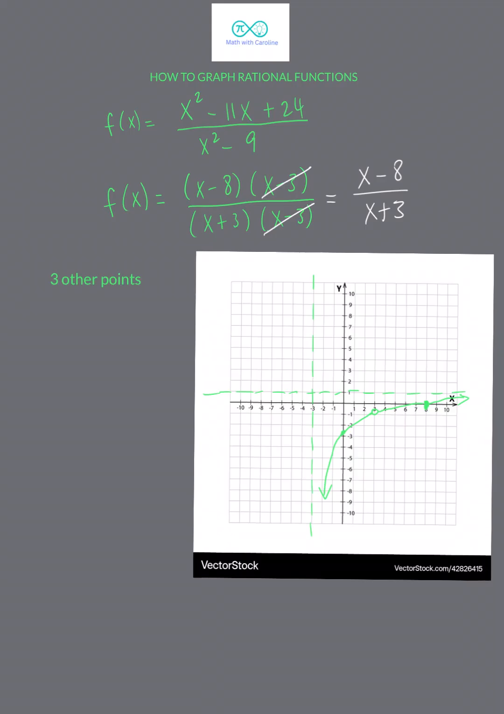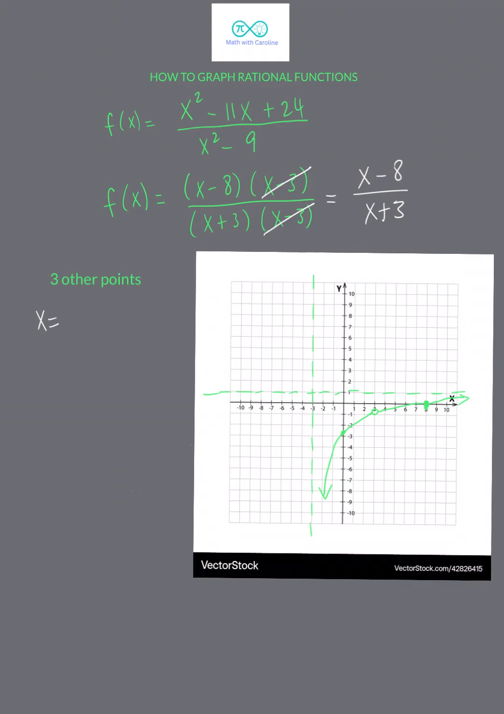So for our 3 other points, we might plug in x equals -4, since that's going to be the first x value to the left of our vertical asymptote. And so we'll plug that into our equation, and that would be -4 minus 8 over -4 plus 3. That's -12 over -1, so that's 12. So we have the point -4, 12.